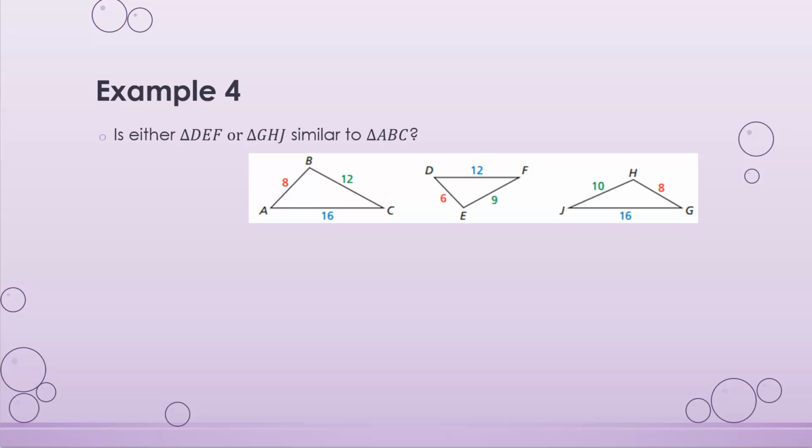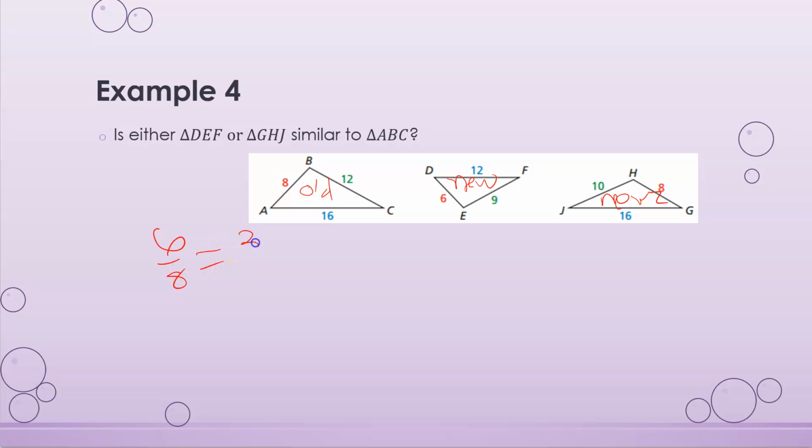So here's an example. It wants me to figure out if any of the triangles are similar to ABC. This one's really nice because it has it color-coded, so I know which sides match up. This is going to be my old, and this is going to be my new, and this is going to be new too when I do it second, because I have to do it twice. So I'm going to do 6 to 8 for my red sides.